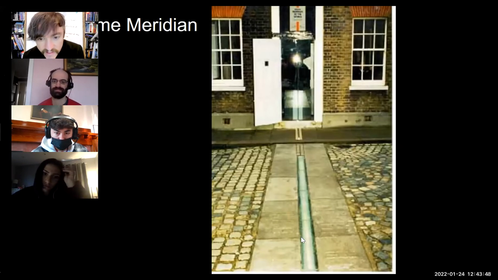You can visit the observatory and you can stand here with one foot in the Western Hemisphere and one in the Eastern Hemisphere, and you can take a little selfie, okay?